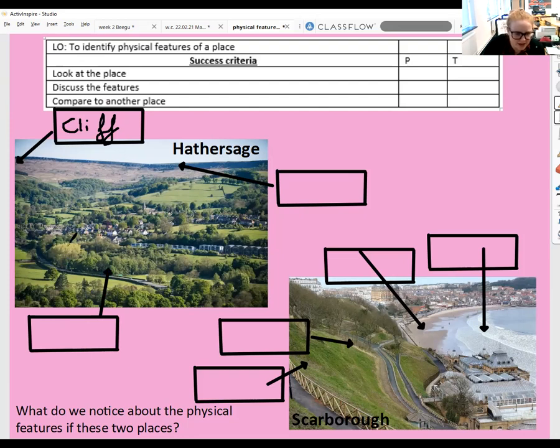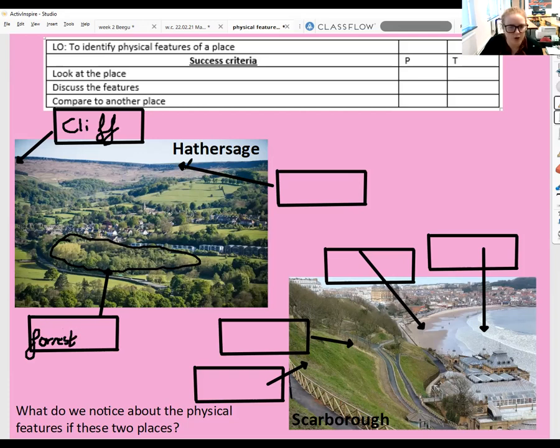We've got an arrow pointing down here. So what is this area down here? What are all these? And when there's lots of them together, what is that natural feature called? Well, actually, there's lots and lots of trees all together. That would make this a forest. So we've got some forest surrounding Hathersage.